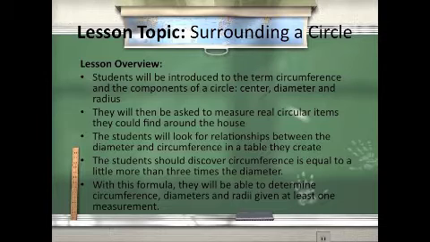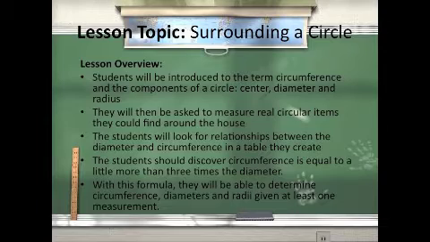circle. Students will use the term circumference and the components of a circle, center, diameter, and radius. They will measure real circular items they could find around the house and record the measurements on a table. The students will divide the circumference by the diameter, and if their calculations are correct, their quotients should be a little bit more than 3.